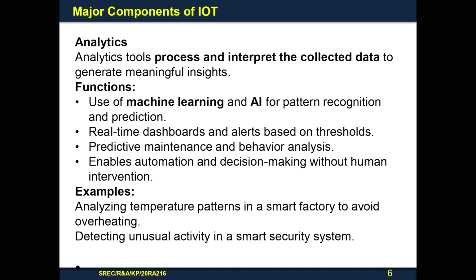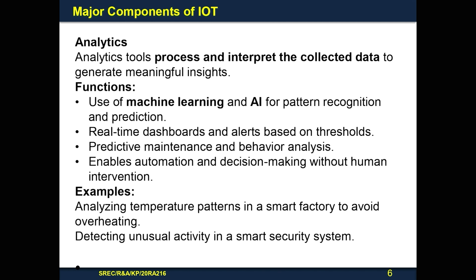Next is analytics. It is mainly used for processing and interpretation of collected data to generate the necessary information required by the user. It mainly uses machine learning and AI concepts for processing of data. Based on the application of the user, analytics can be altered or changed. It also provides real-time dashboards, additional information and alerts. If any intrusion or malfunction is happening in the IoT system, it will be given as an alert.